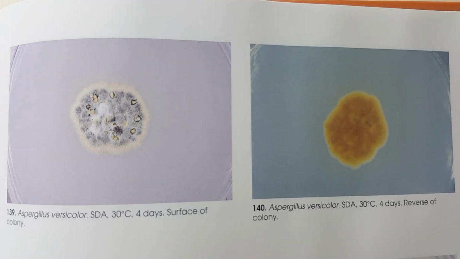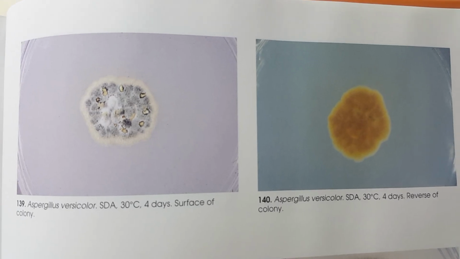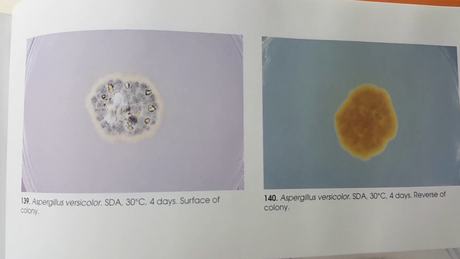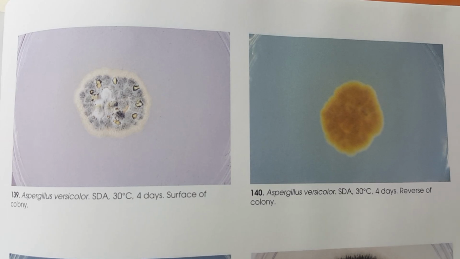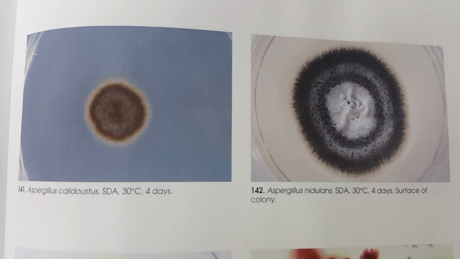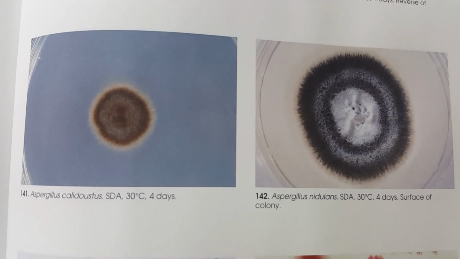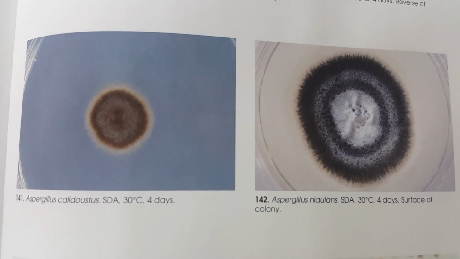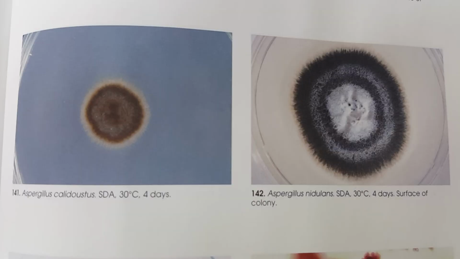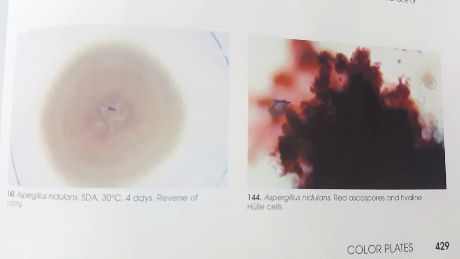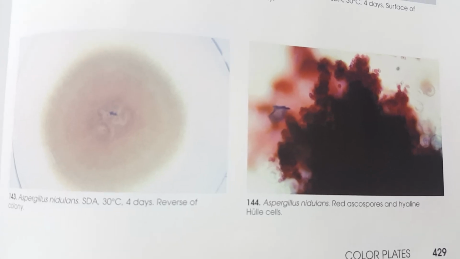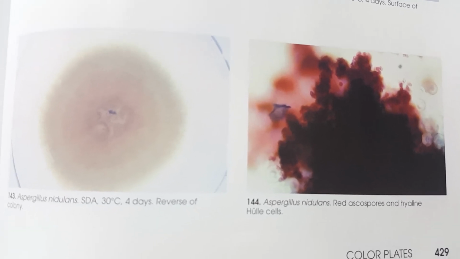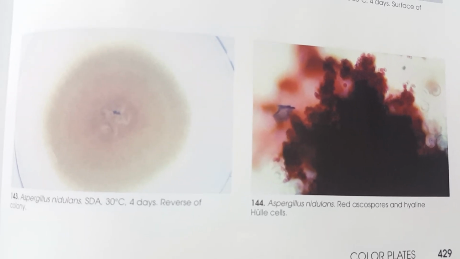Here are some other species of Aspergillus: Aspergillus versicolor on SDA at 30 degrees centigrade, surface colonies and reverse colony. This is Aspergillus chevalieri on SDA and Aspergillus nidulans on SDA, surface colonies. Aspergillus nidulans on SDA at 4 days, reverse colonies, and Aspergillus nidulans red ascospores and hyaline Hülle cells are seen.